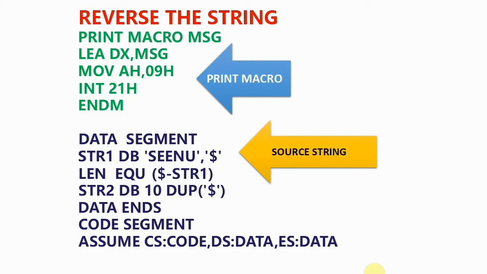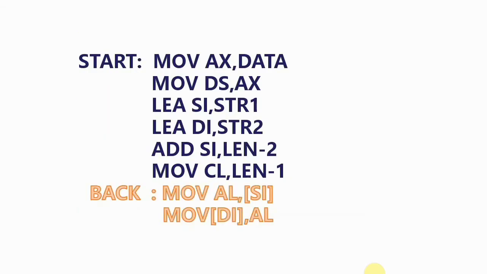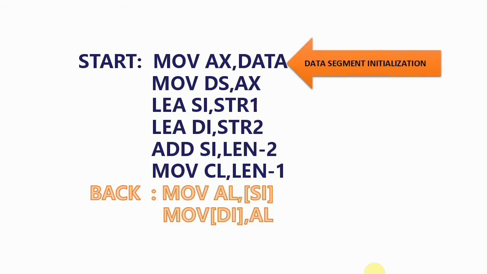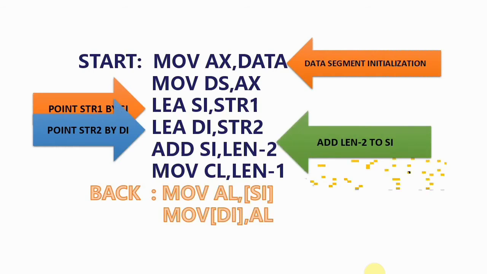This is the data segment. In the data segment, str1 is the source string, so I have taken my name as a string. Then I have the destination string. So this is the logic. First we need to initialize the data segment, then point string 1 with SI, point string 2 with DI, then add len-2 to SI, take len-1 into the count register, that is CL.